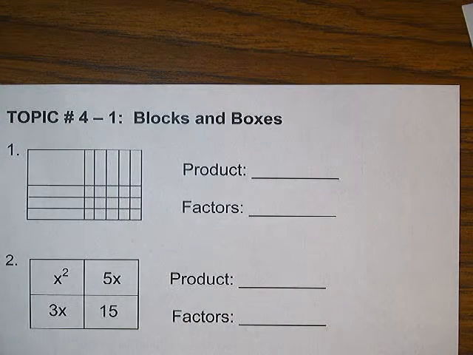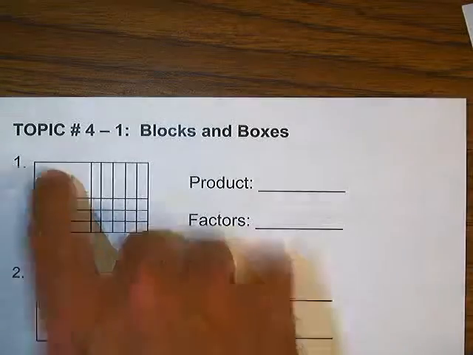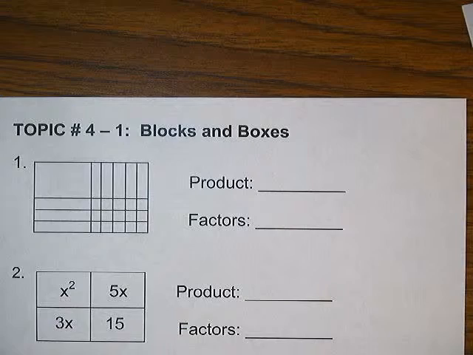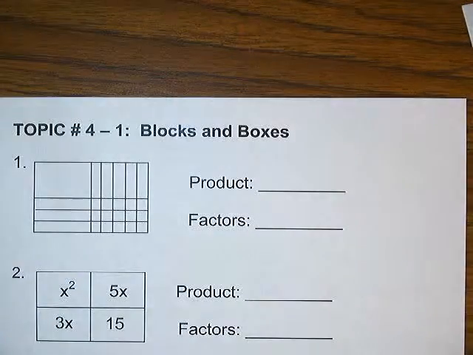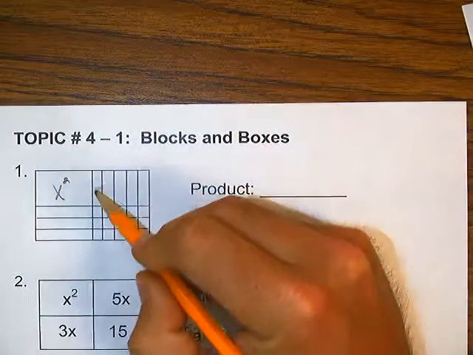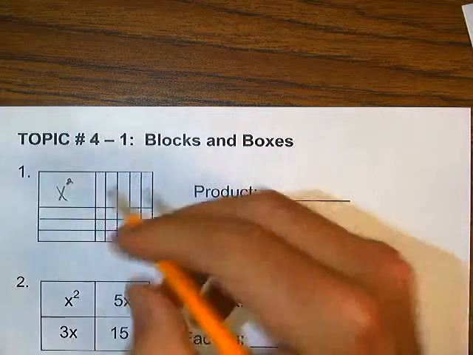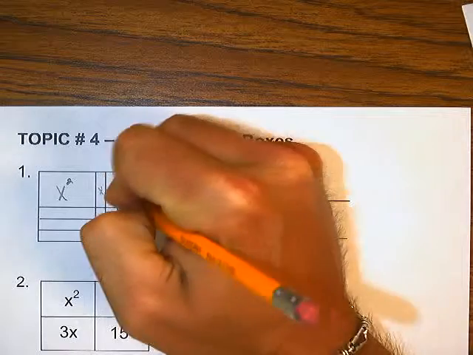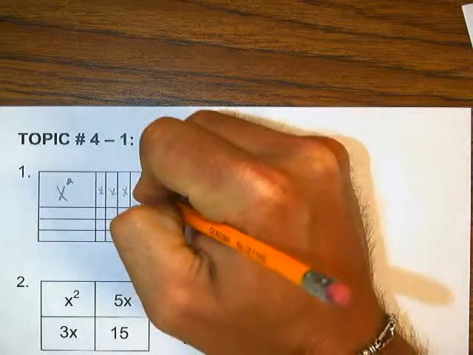Okay, the first thing we're going to do is factor using algebra tiles. The main thing I said is we have to know what these mean. The big box represents what? X squared. Now these little rectangles represent what? X's. I'm just going to go ahead and write that out.